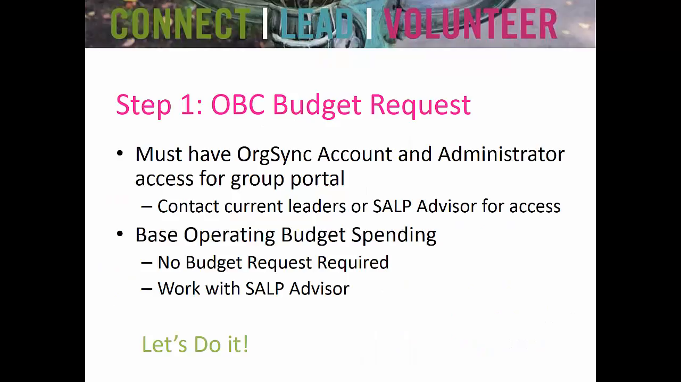To complete OBC budget requests, you must have an existing OrgSync account with a login and password, and also have administrator access to your group's portal. OBC budget requests are housed in individual group portals. If you don't have an OrgSync account, you'll need to create one, and you'll need to contact the current leaders of the group or your SALP advisor for further instructions on how to join the group's portal and obtain administrator access.